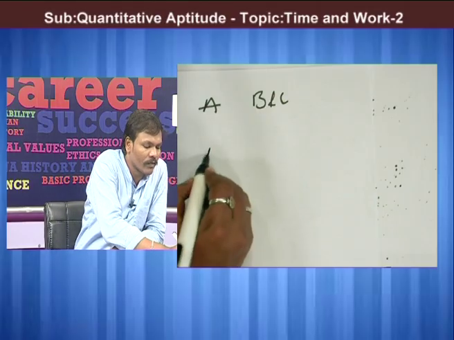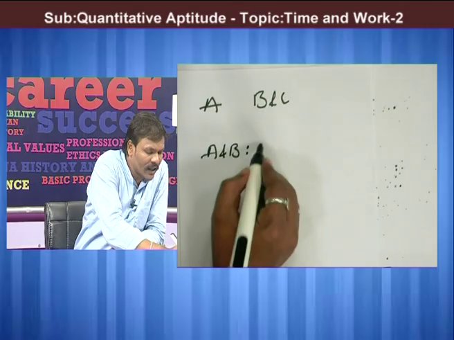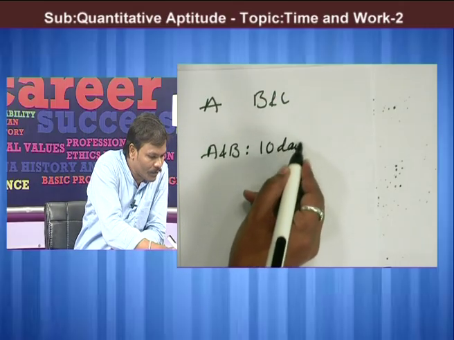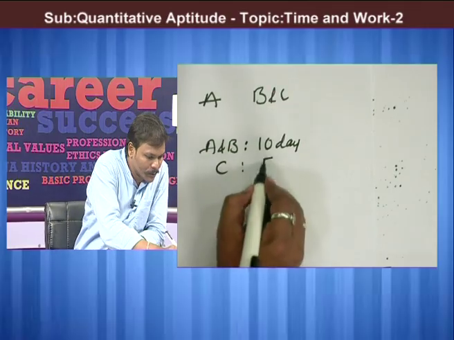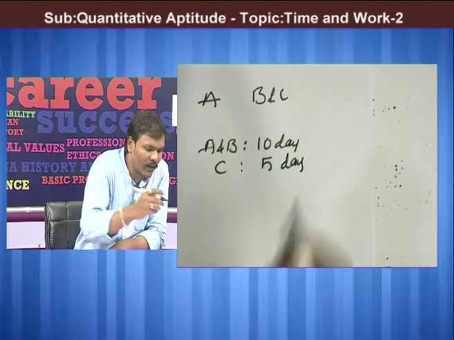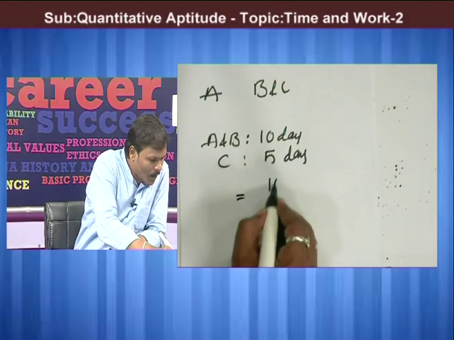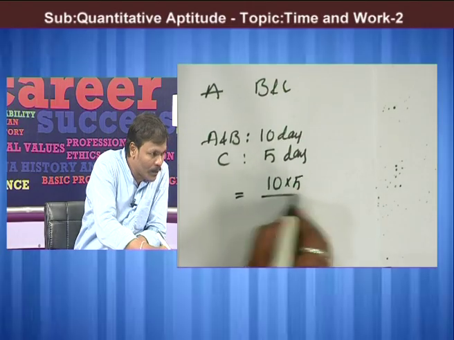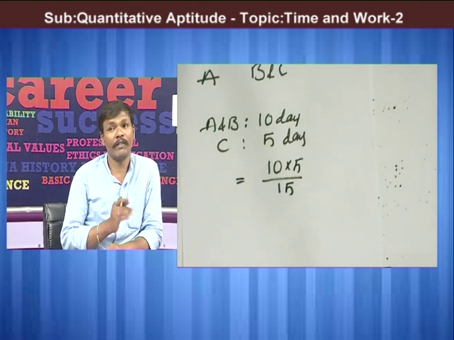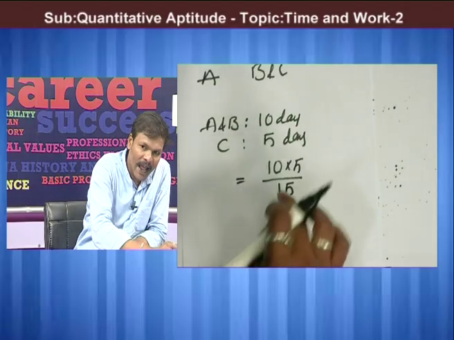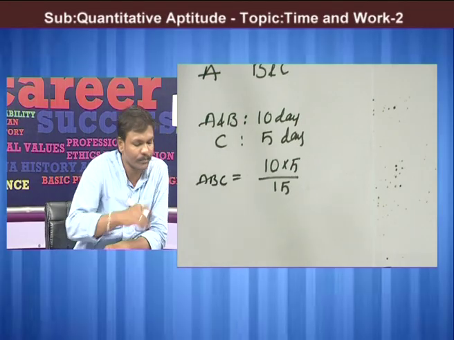Next, A and B can complete the work in 10 days, and C alone in 5 days. When we have the 2 values, we use multiplication by addition. We have to remember it. When these values are added together in the denominator, that means AB and C added, it becomes ABC. Is it clear?